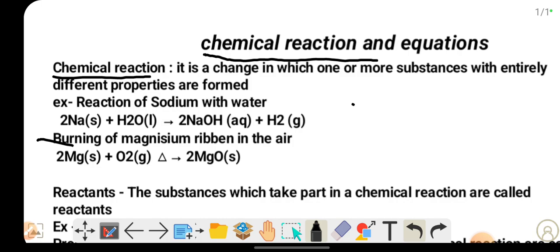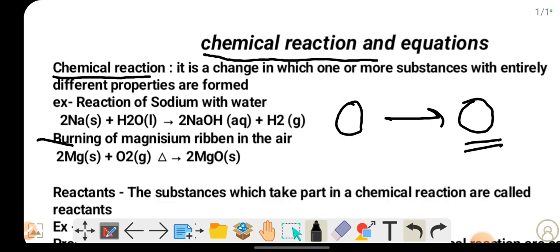Like this is a substance, and after a reaction, this substance turns into another substance, and this substance has different properties. Suppose it is red in color, it may become blue or white. Suppose it is soft, it may become hard. Suppose it does not reflect any light, it may reflect light. So a chemical reaction is a chemical change in which one or more substances with entirely different properties are formed.